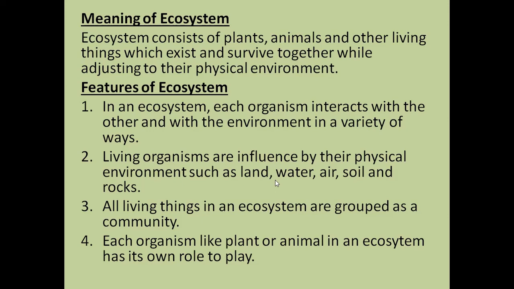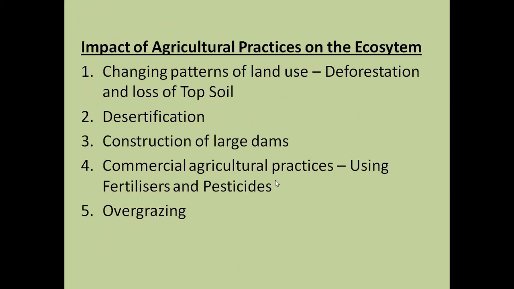Now these are affected by the human actions. And we will discuss the two main human actions which have affected the ecosystem. And these two actions are agricultural and industrial practices.